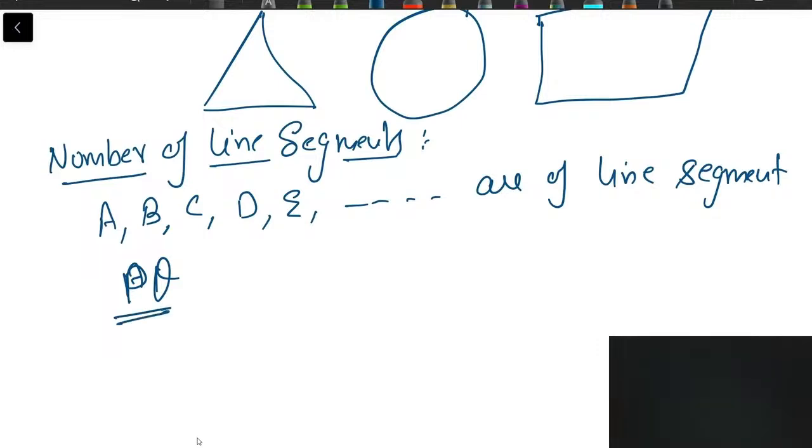Then the number of line segments determined by n points. So what we have to do is find how many line segments are in this PQ. So here it is n(n minus 1) divided by 2, which we discussed earlier. So that is how many line segments we can make.